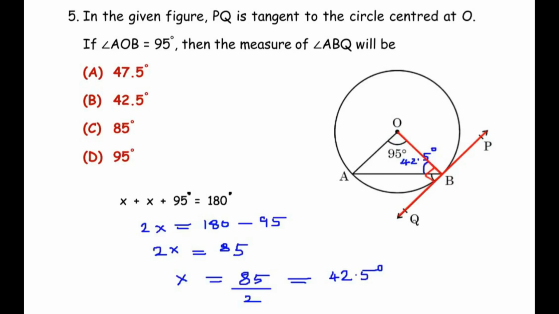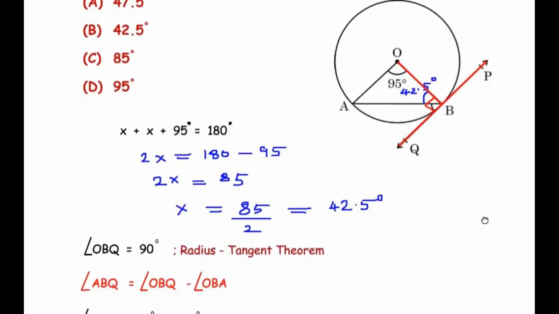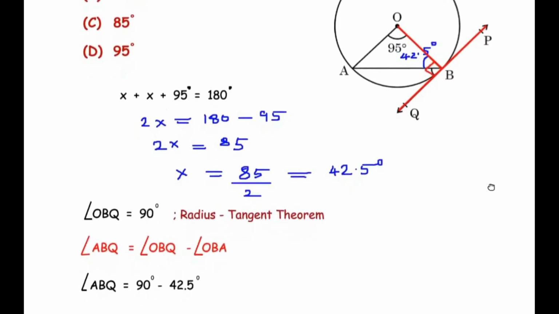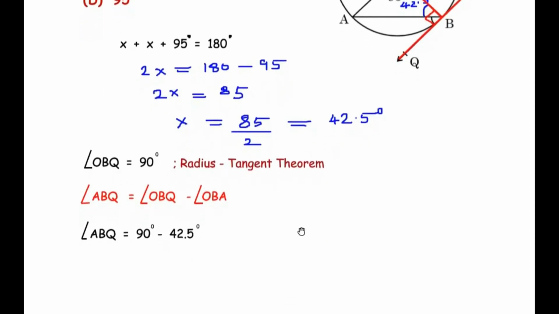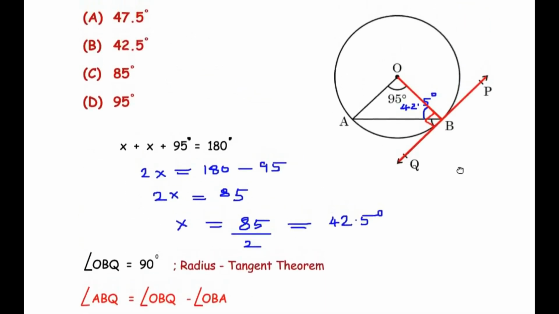So let me write here. Angle OBQ is equal to 90 degrees, that is because of the radius tangent theorem. And angle ABQ is equal to angle OBQ, this 90 degree angle, minus angle OBA, that is angle X, which we had got. So angle OBQ is 90 degrees minus OBA was X, which we got as 42.5. So the difference between these two angles will give us a value of 47.5. So this is the value of the angle ABQ. So here our option is option A.